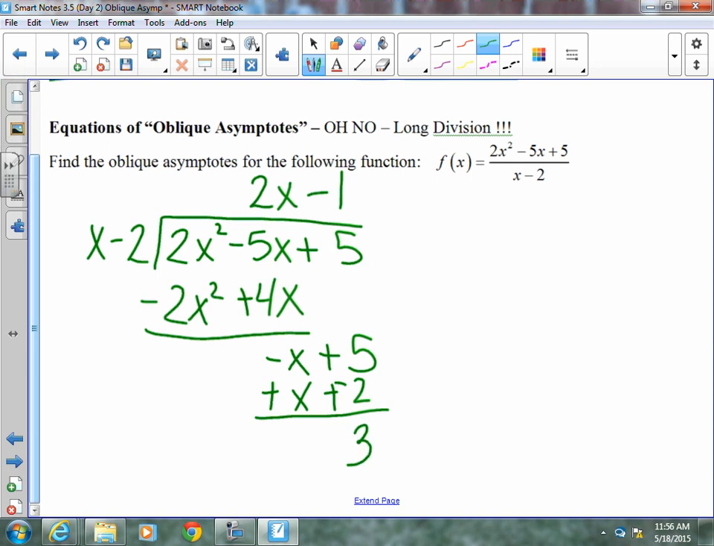Now, our oblique asymptote is the equation of the quotient without the remainder. So we have to ignore the remainder. So our oblique asymptote would be y equals 2x minus 1. That line is our oblique asymptote.